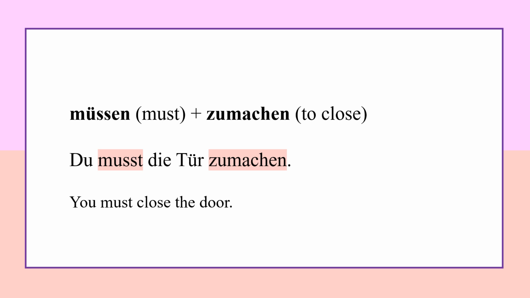Let's use müssen and zumachen together in a sentence. Müssen is a Modalverb, which means must, and zumachen is a trennbare Verb, which means close. Du musst die Tür zumachen. You must close the door.